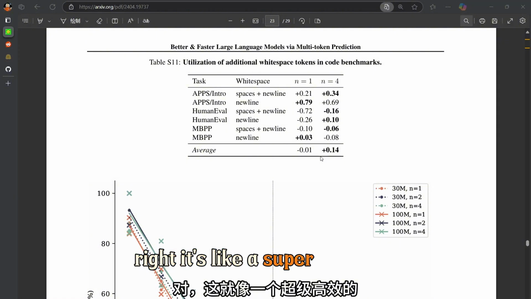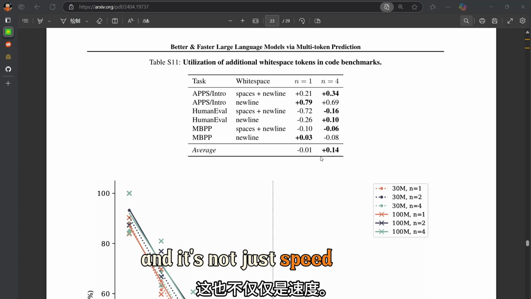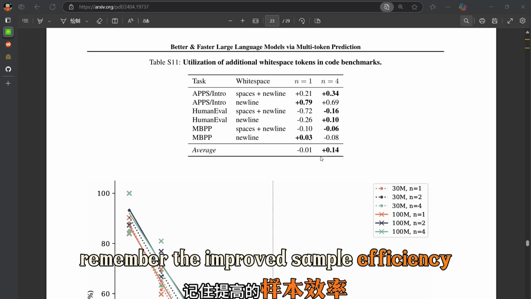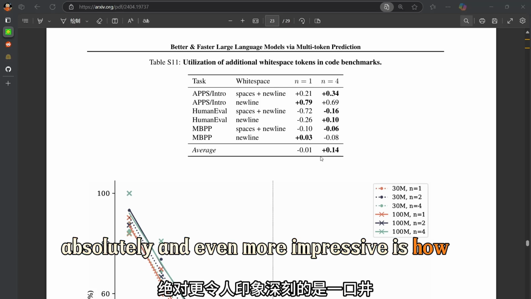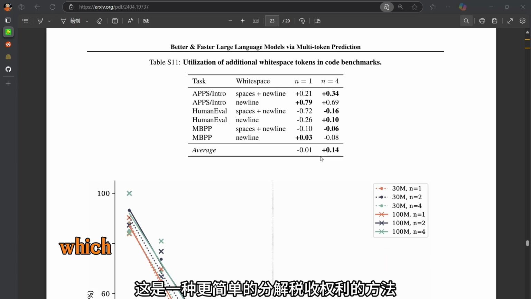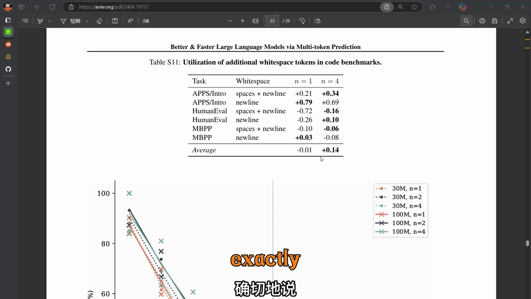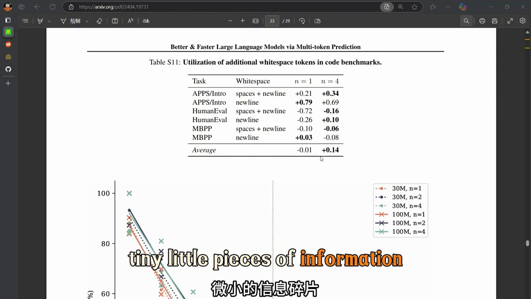Right. It's like a super efficient brainstorming session happening inside the AI. And it's not just speed either. Remember the improved sample efficiency. They can learn a lot more from less data. Absolutely. And even more impressive is how well multi-token prediction works with byte-level tokenization. Which is a much simpler way of breaking down text, right? Exactly. It's like the model can extract meaning from these tiny little pieces of information.